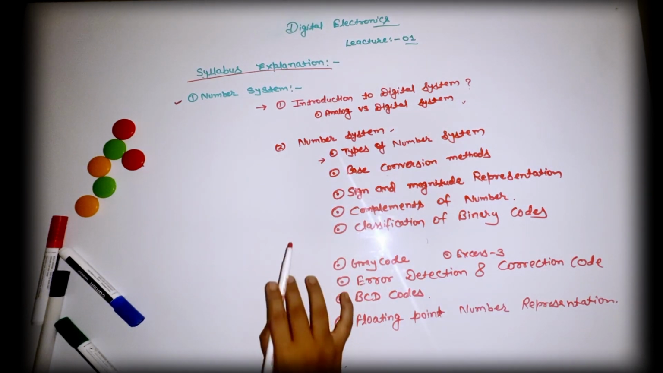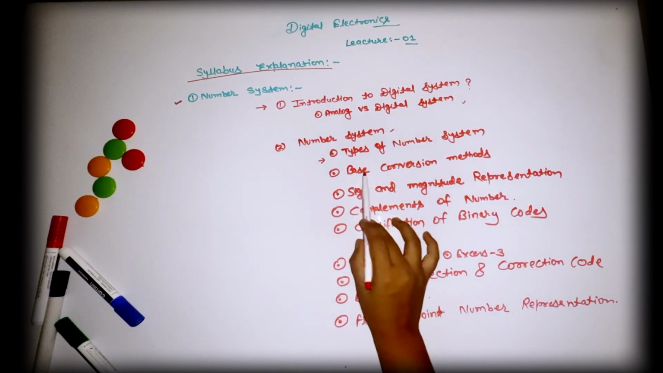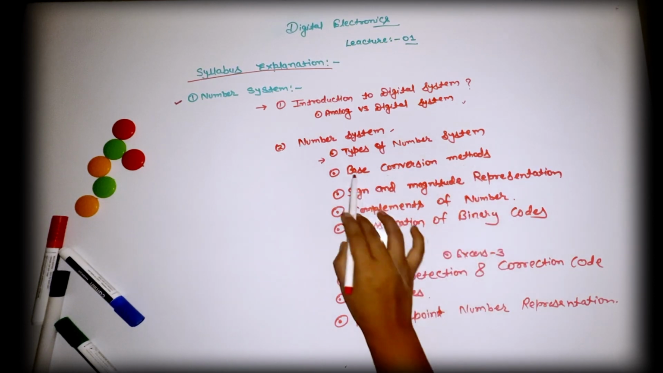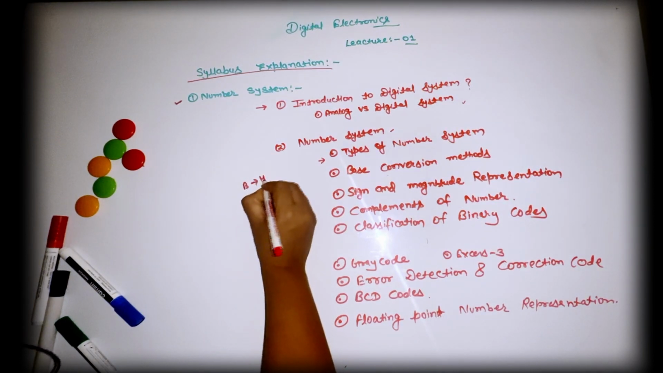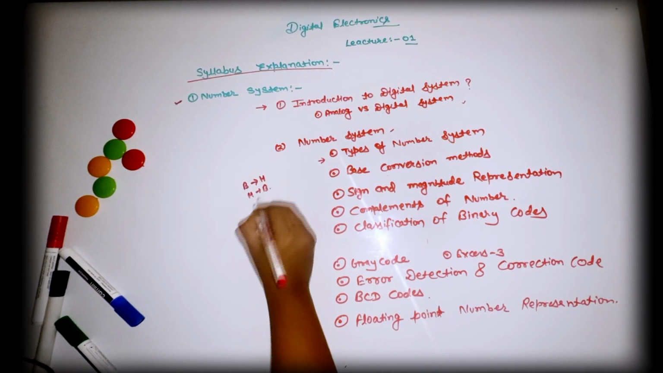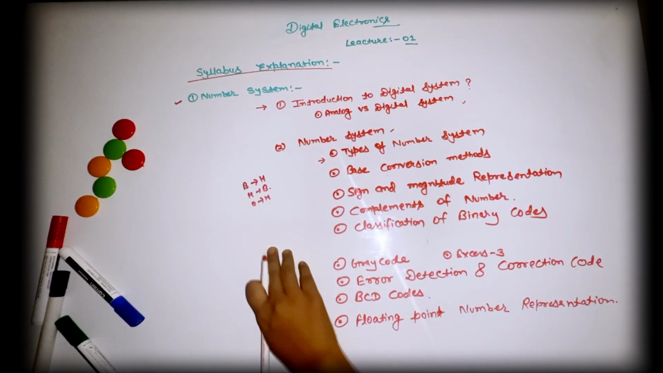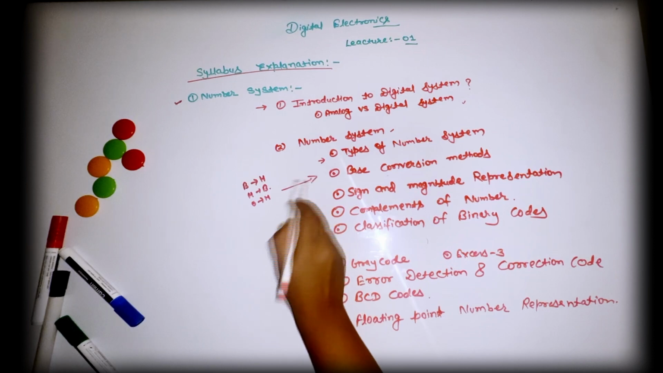After that we are going for the conversion methods. This is about binary to hexa conversion, hexa to binary conversion, octa to hexa conversion. These types will be explained in these lectures.